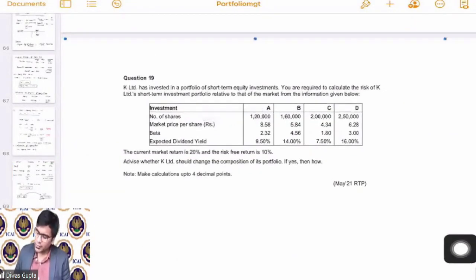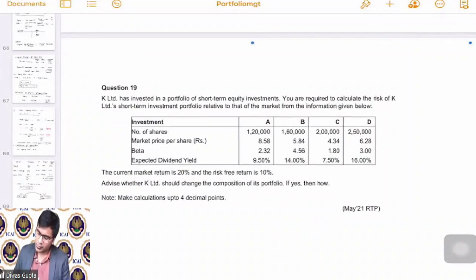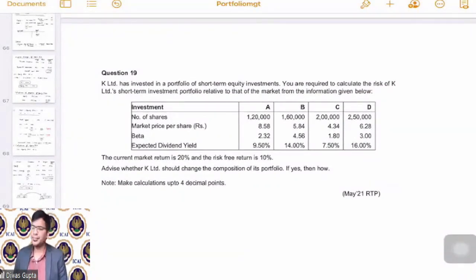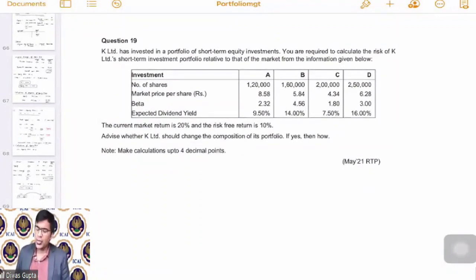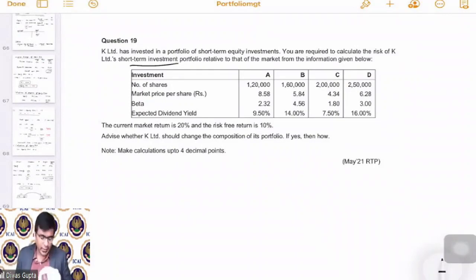So let us go to question number 19 now. Students, question number 19 says K Limited has invested in a portfolio of short-term equity investments. Now there is a company that has invested in a portfolio of short-term equity investments. You are required to calculate the risk of K Limited's short-term investments portfolio relative to that of the market. So that means it is asking us to calculate the beta. Correct, students?